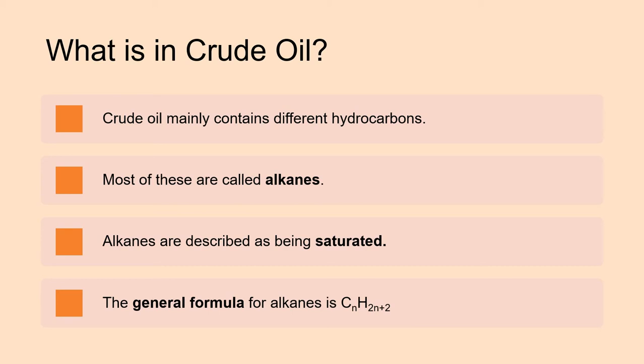This means that the general formula for alkanes is CnH2n+2, which means that for every one carbon there are two hydrogens, plus an extra 2 per molecule. Pause the video now and try to draw the molecule of octane. This molecule will have 8 carbons.